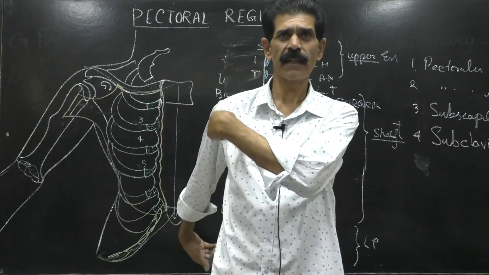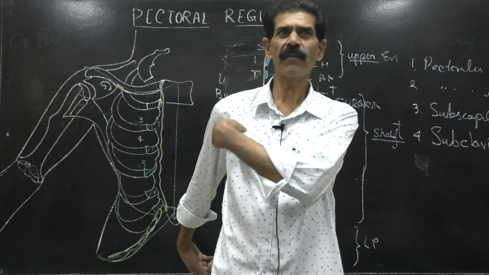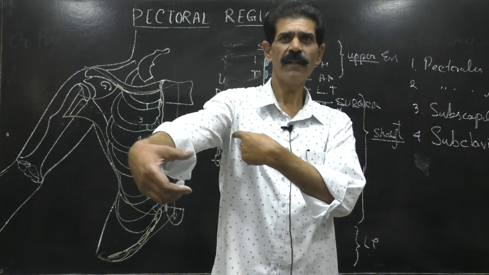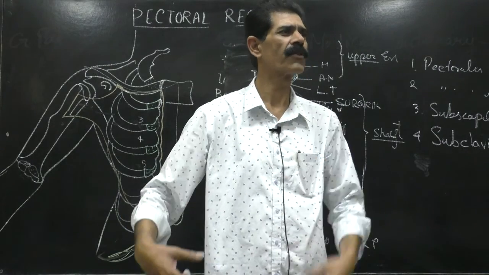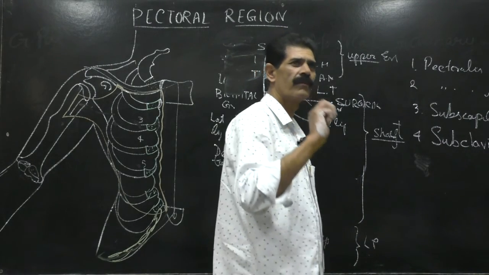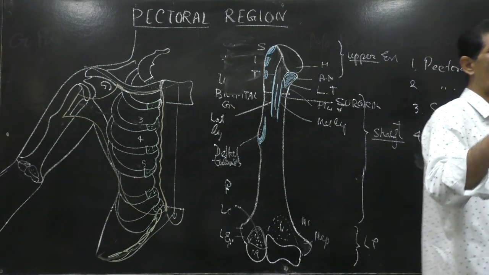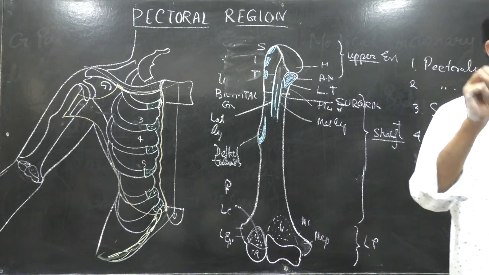Muscle when it is extended, where will the humerus come? Forward. What is this? Flexion at the shoulder. So the shoulder joint is the best example of the action of muscles.